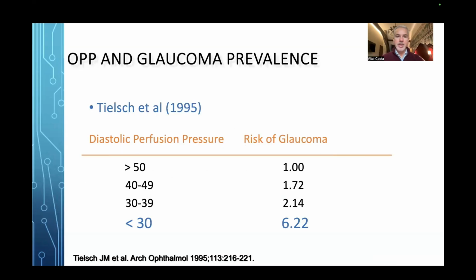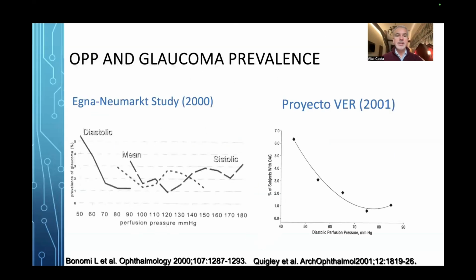Several studies have shown that the diastolic perfusion pressure is a risk factor associated with glaucoma. This was the first study to show that, the Baltimore Eye Survey, showing that diastolic perfusion pressure lower than 30 was associated with a 6-times increase in the risk of glaucoma. Other studies have also demonstrated that. The Egna-Neumarkt study done in Italy, the Proyecto VER done in the US, all of them show that when you decrease diastolic perfusion pressure, you increase the chances of developing glaucoma.